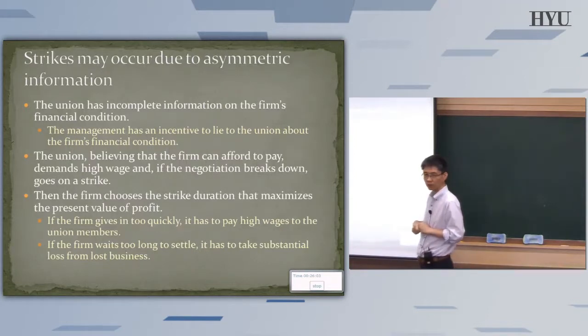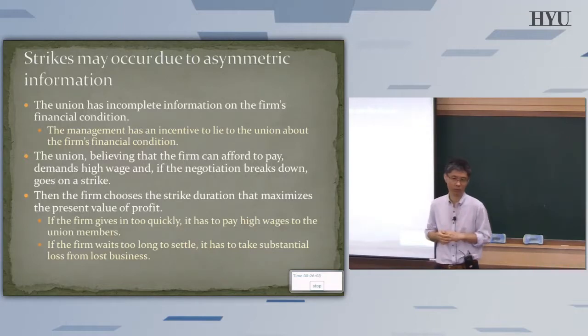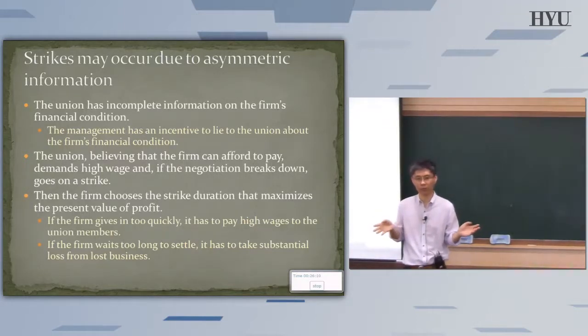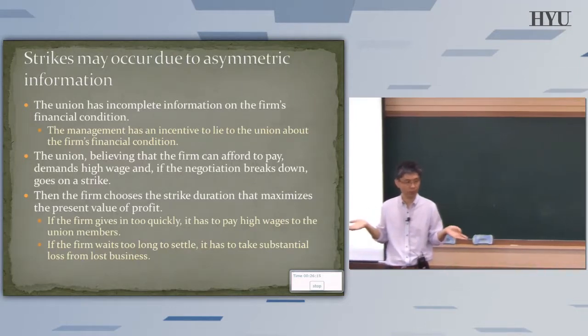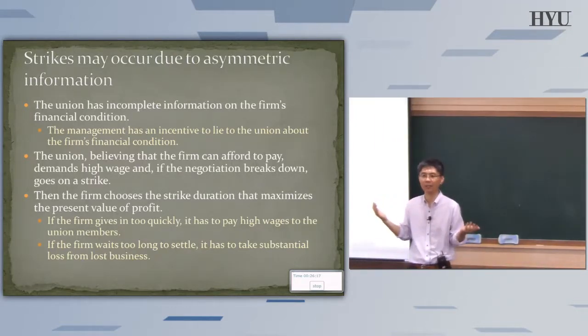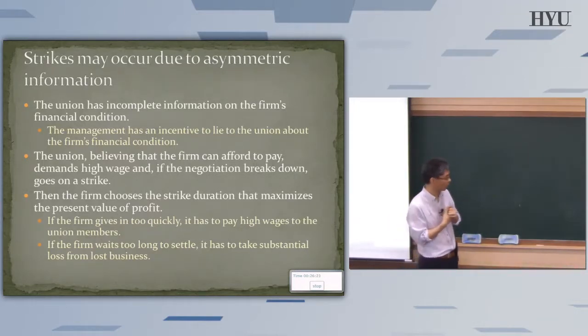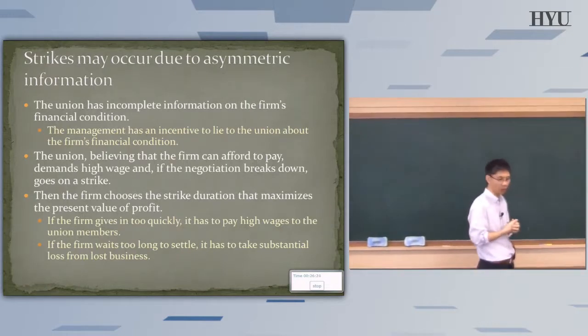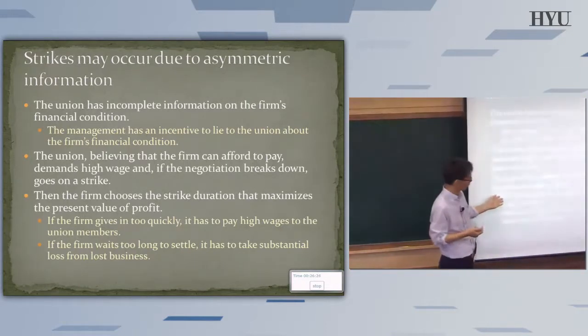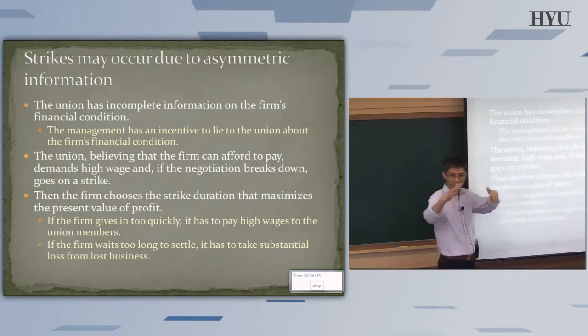So the firm chooses the optimal strike duration. It is possible this optimal strike duration is 0. Let's say if the union members' demand was not that high in the first place, then it is possible that the firm just gives in. But more often than not, they just let the strike go on and wait until the right moment to end the strike. So there is a trade-off.